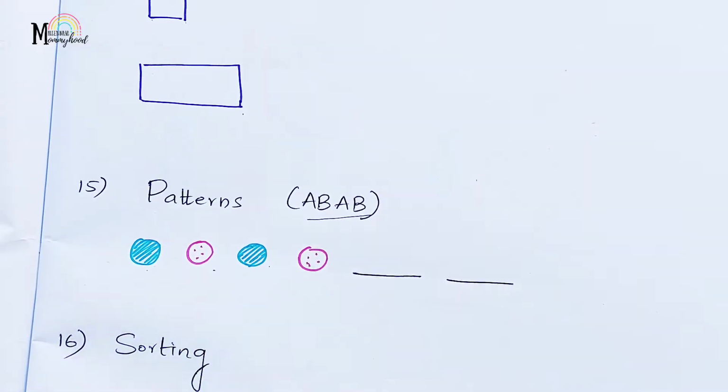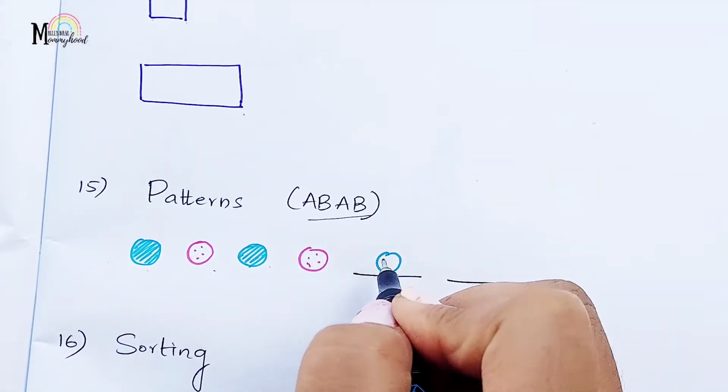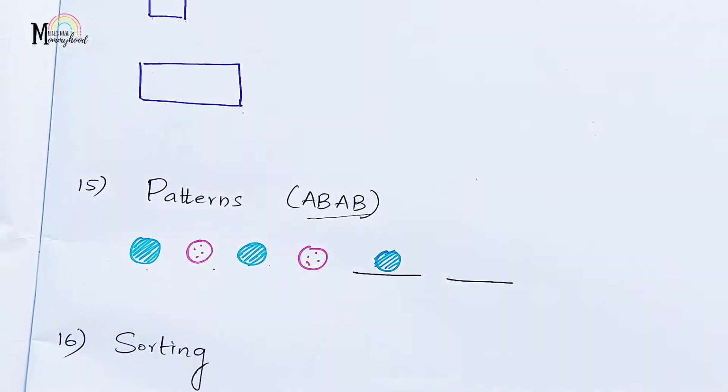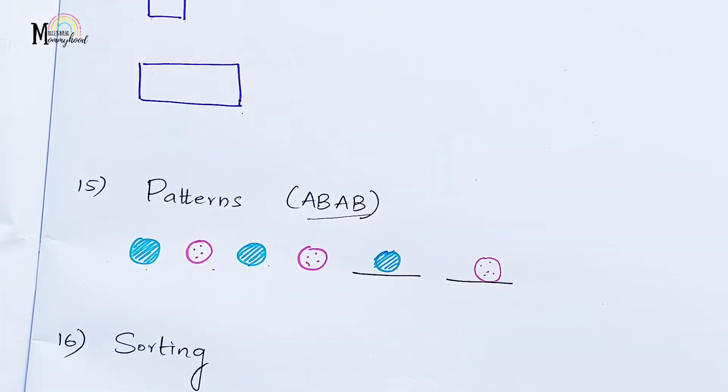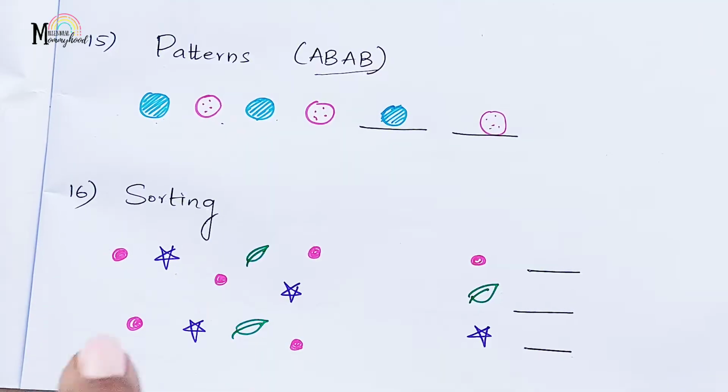Next comes patterns, where they follow only the AB pattern, which means two objects repeating themselves again and again. For example, a blue circle, a pink circle, a blue circle, a pink circle. What comes next? A blue circle comes next. And then what comes after this? A pink circle comes next. So only two objects repeat again and again, the AB pattern.